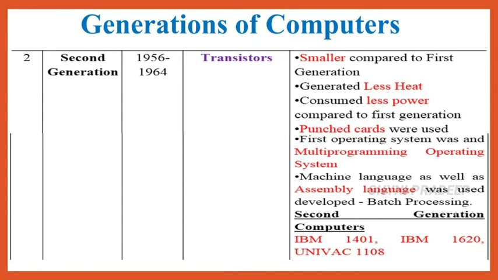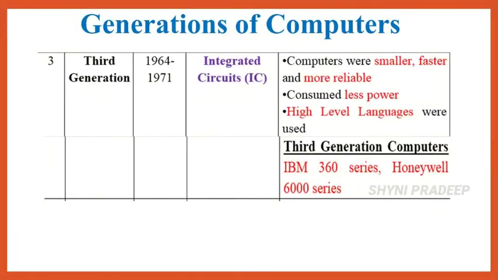Okay. Let us see next third generation. Its period is 1964 to 1971. The main component used in third generation is integrated circuits. Its merits and demerits are: computers were smaller, faster and more reliable. It consumed less power. High level languages were used, which means C, C++. Okay. Some of the third generation computers are IBM 360 series, Honeywell 6000 series, etc.